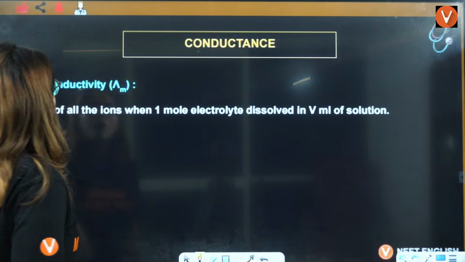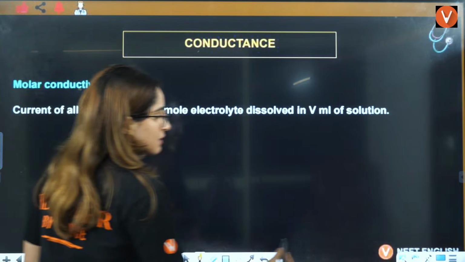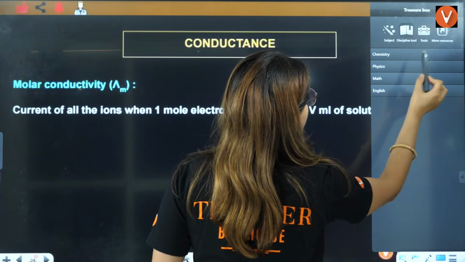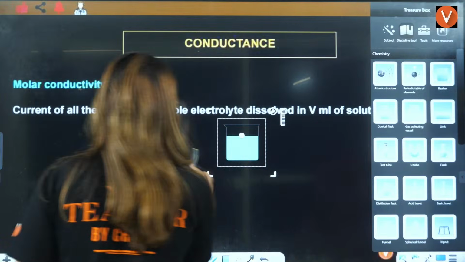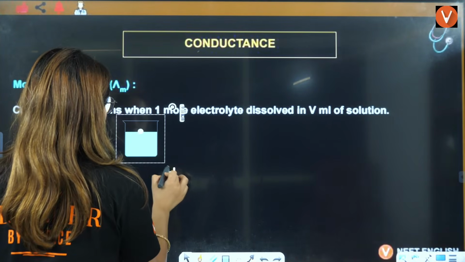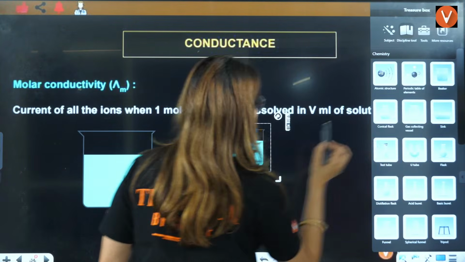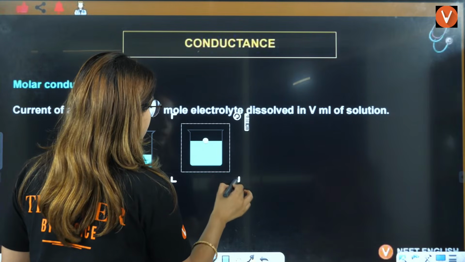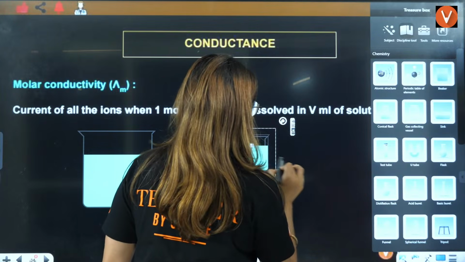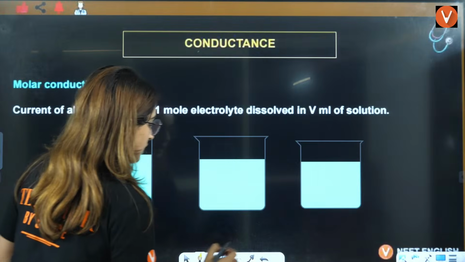So now, molar conductivity. Now, guys, tell me one thing. Let's make 3 beakers here. This is the first beaker that you have. Then one more beaker we need. Then one more beaker we need. Let's understand what molar conductivity is.